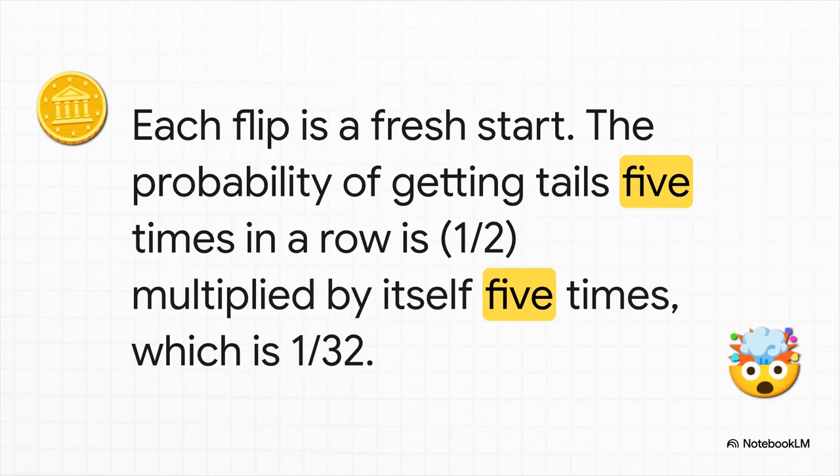And this applies to coin tosses too. It's the classic example, right? Every single flip is a totally fresh start with a 50-50 chance. It doesn't matter if you just got tails 4 times in a row. That fifth flip doesn't owe you a heads. The odds are still 1/2. So if you're wondering what the chance of getting tails 5 times in a row is, you just multiply 1/2 by itself 5 times. And that's how you get that 1 in 32 chance.